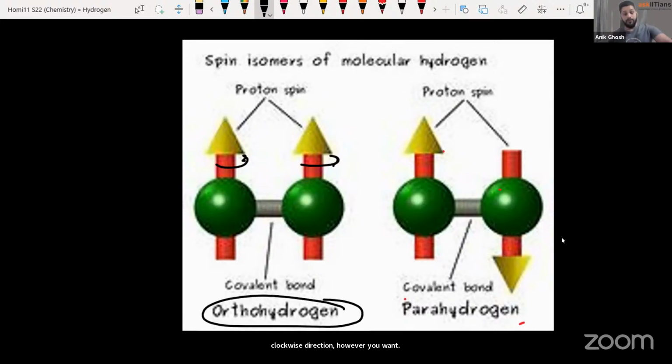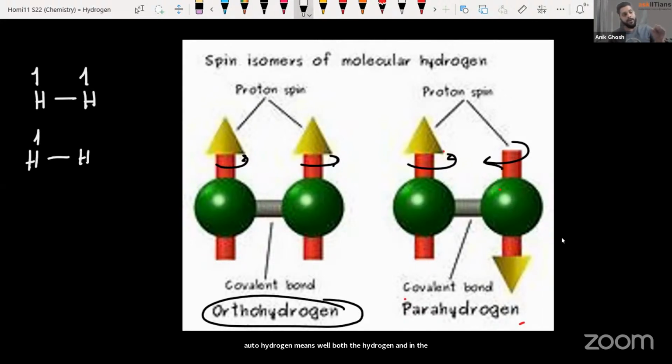Whenever the spins of the protons of hydrogen are such that one is clockwise and the other is anti-clockwise, that is called parahydrogen. You can understand I'm talking about the hydrogen molecule right now, which is made up of two hydrogens. So orthohydrogen means both hydrogens have the same spin, and para means they have opposite spin. Now, guys, here's a quick question: looking at this situation, which hydrogen is more stable? Write it down in the chat.